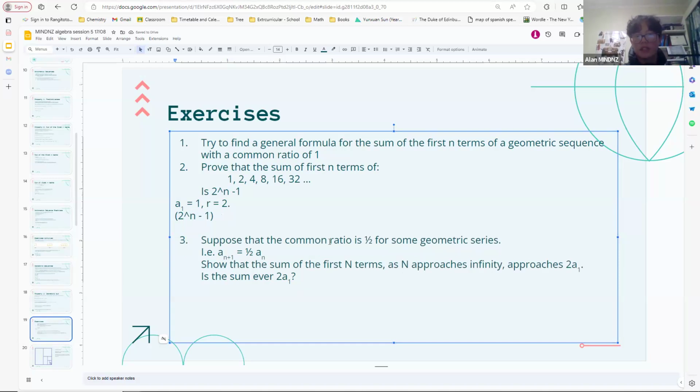Suppose that the common ratio is 1/2 for some geometric series. Show that the sum of the first n terms as n approaches infinity approaches 2 times A1. I'll give you guys 30 seconds to try this. And Chris will explain.